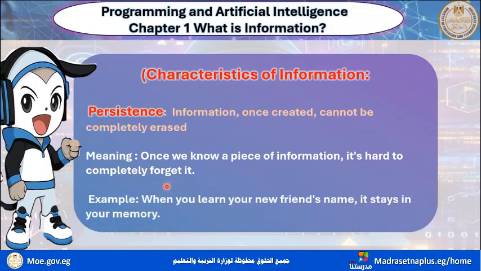For example, when you learn your new friend's name and he becomes close to your heart, it stays in your memory, maybe for many, many years to come. You can remember your primary school friend, someone that's close to your heart. You can never ever forget his name. So this is the first characteristic of information, persistence. It's hard to completely erase information.